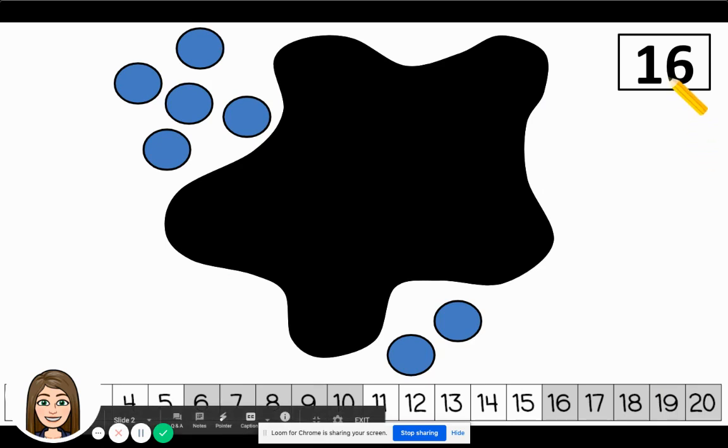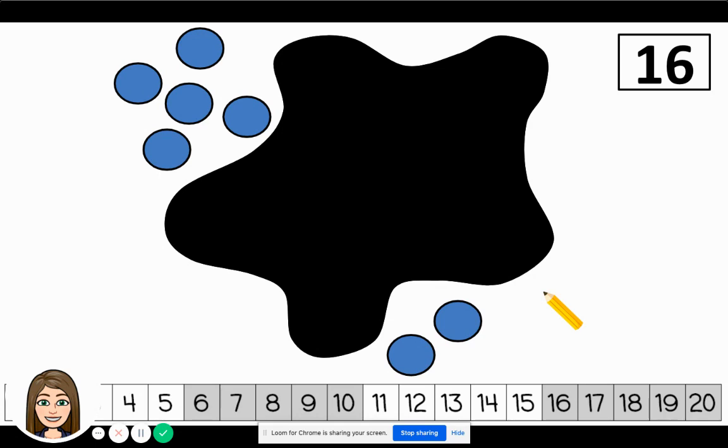There are 16 blue circles on this slide. Some of the circles have been covered by the splat. Turn and tell someone at home how many circles you see. If you said you see 7 blue circles, you are correct. I see 5, 6, 7.